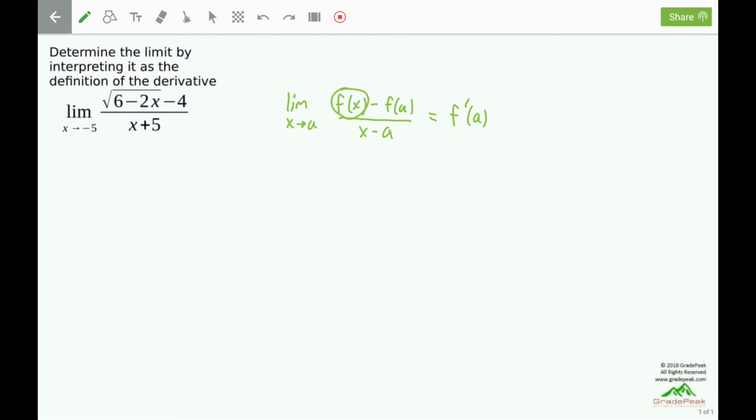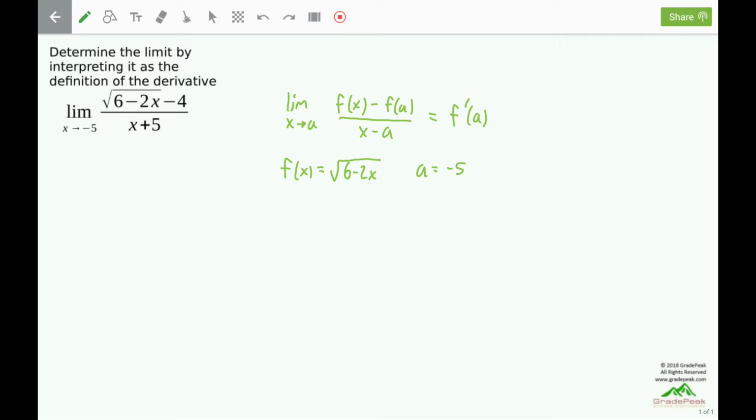F of x will be whatever's right here. So there's our f of x. F of x is the square root of 6 minus 2x. A, the best place to find it is right there. So a is -5.